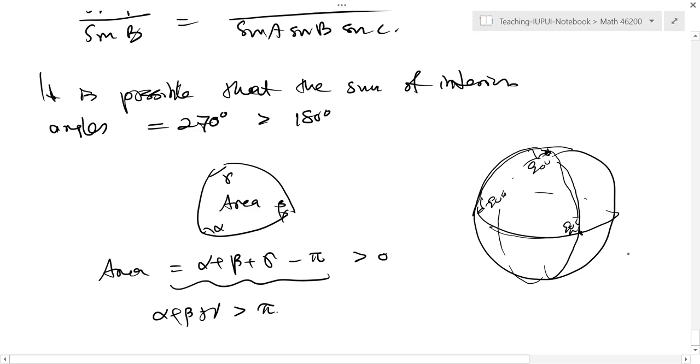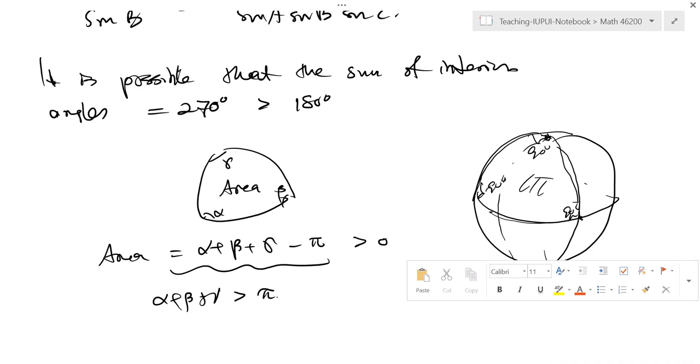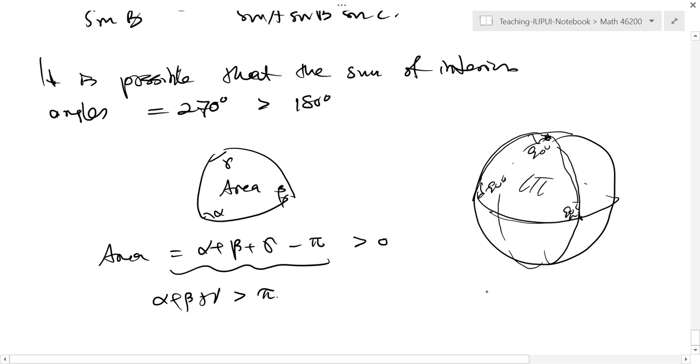And this triangle, you're going to get 270 degrees in interior angle. Okay, so the interior angle sum is 3 pi over 2, right? So what is the area of this region? You know, you cut the ball into 8 equal pieces, right? So that piece of area is going to be 3 pi over 2 minus pi.